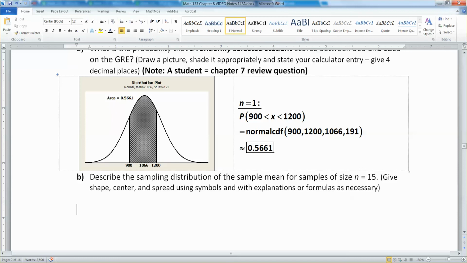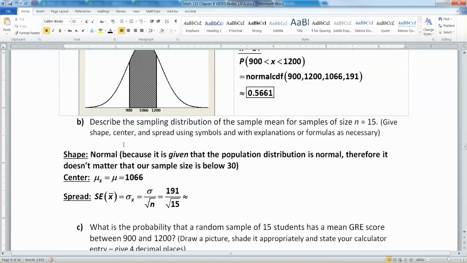Then the center will be 1066, and the spread, however, will be the standard error, which is sigma divided by the square root of n. Let me type all that up. All right, there we have it. It's normal because it is given that the population distribution is normal. Therefore, it doesn't matter that our sample size, which is 15, is below 30. Then the center is 1066.